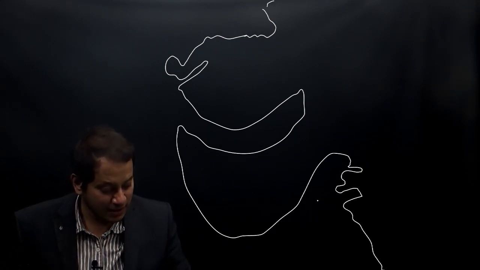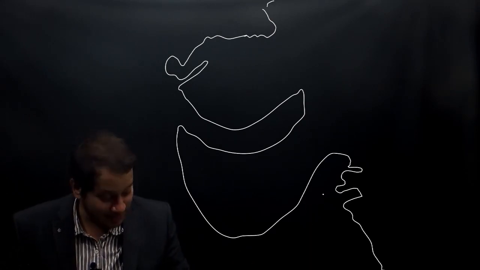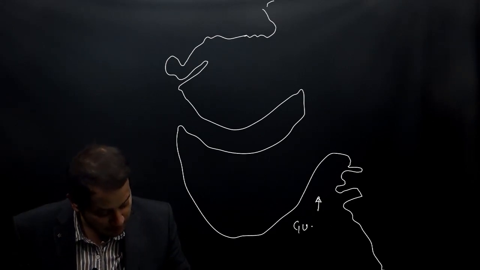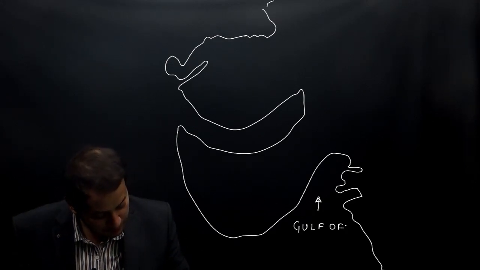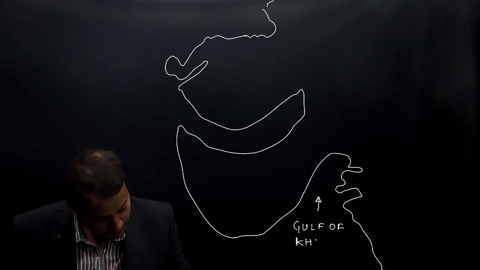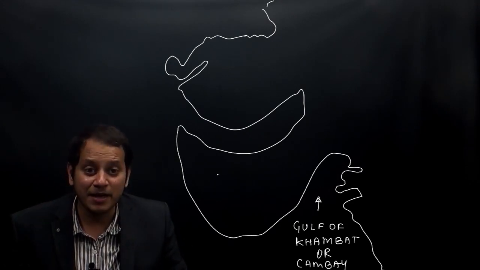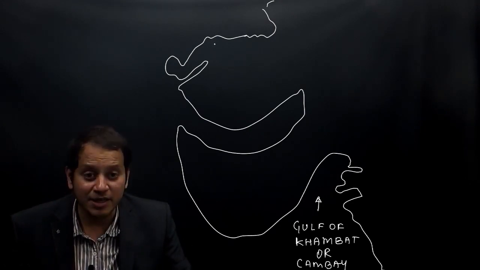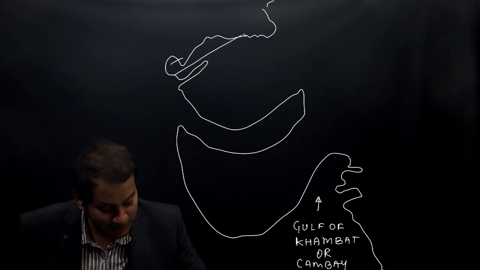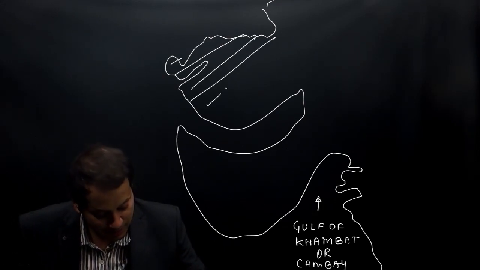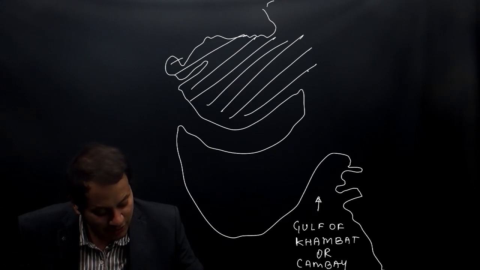This is the Gulf of Cambay, or the Gulf of Khambat, or Cambay. And this entire part here, ये जो shaded region है ऊपर, which I am shading now, what is this? This is the Kutch region. Land of inland drainage, land of marshy land.